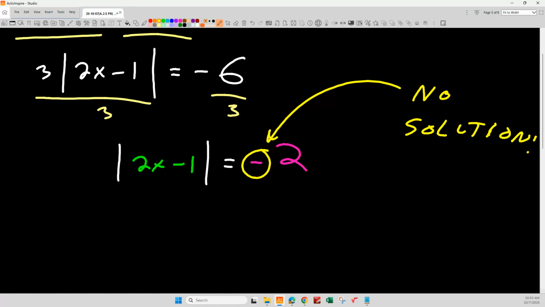It's really easy to just skip over that, right? But after you've done this a few times and you've practiced, you'll catch that, because it feels kind of weird to start with a negative and then split that into negative 2 and the negative of negative 2. That seems weird, right? So you automatically know if I get that isolated absolute value on one side and a negative number on the other, no solution, and we're done.